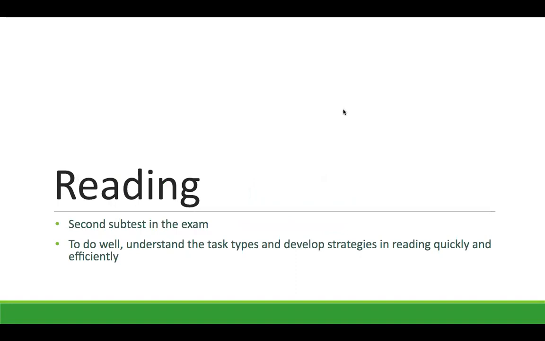Okay, so the reading subtest is the second subtest that you'll take on the date of your exam. And to do well, you have to understand the task types and develop strategies in reading quickly and efficiently. You will work under time pressure, and you're only given 1 hour to finish it. That includes reading the questions, reading the passage, and answering the questions as you read the passage. So all in all, it's 1 hour.